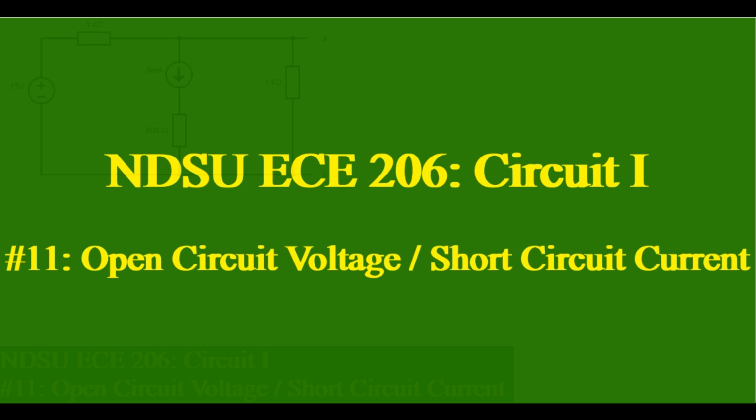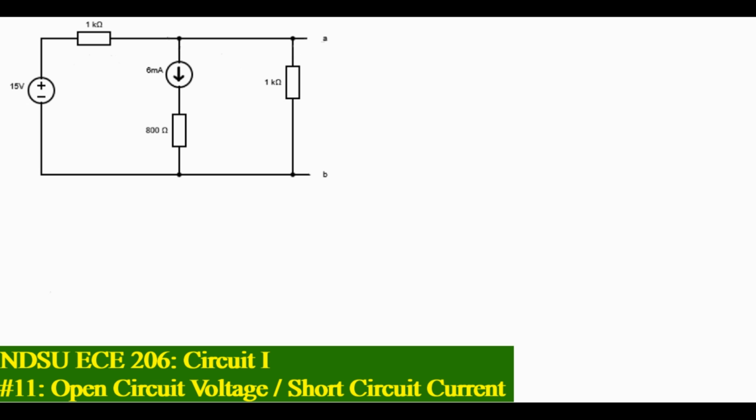In this episode we are going to cover using open circuit voltage and short circuit current to solve for Thevenin and Norton equivalents for the circuit that we see in front of us. It looks like we have a 15 volt source in series with a 1 k ohm resistor in parallel with a 6 milliamp current source in series with an 800 ohm resistor, all of that in parallel with a 1 k ohm resistor. Let's note terminals A and B. These are the terminals with respect to which we are taking the Thevenin and Norton equivalent.